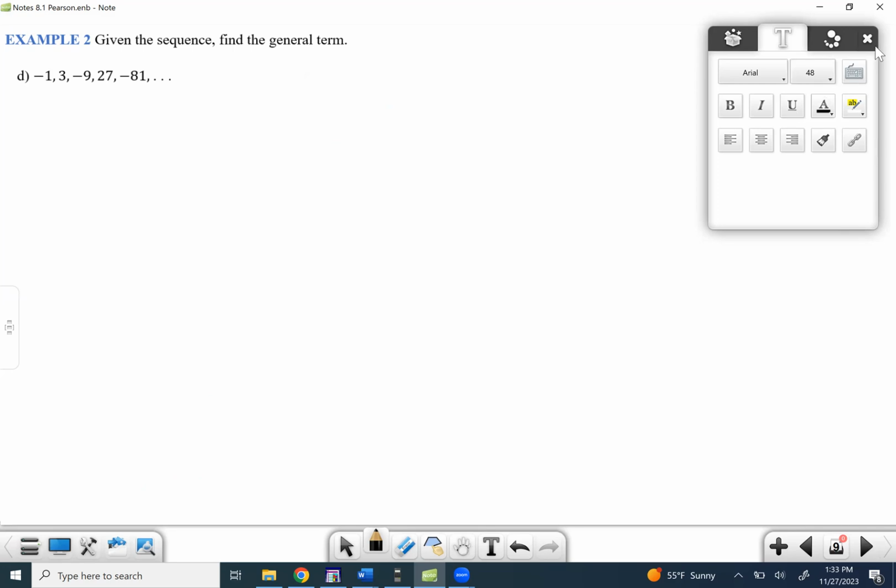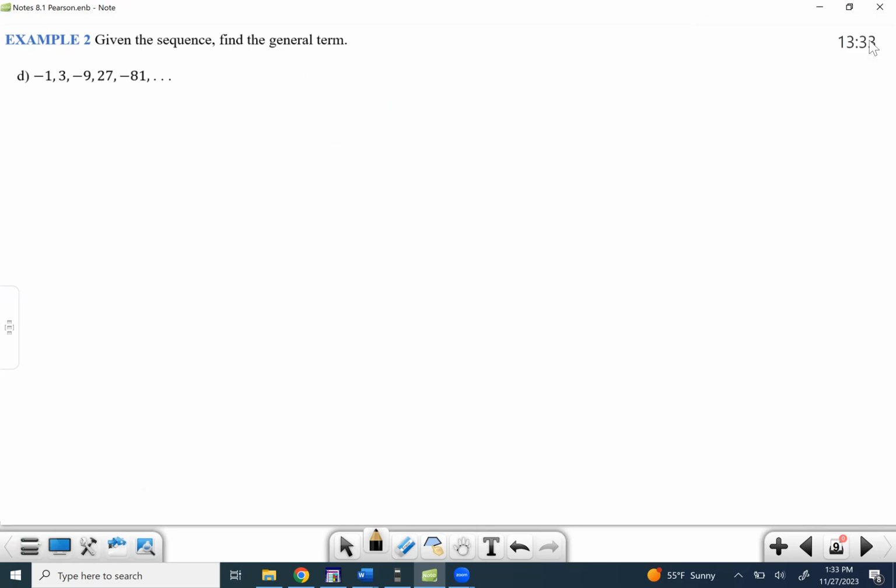So I like to think of this in 2 parts. I like to think of it as first, the -1 to the whatever, because I can tell it's an alternating sequence. And then I like to think of the numbers without the signs, okay? So my first question is going to be, should it be -1 to the n, or should it be -1 to the n plus 1 power? Yeah, that's what we want to tackle.